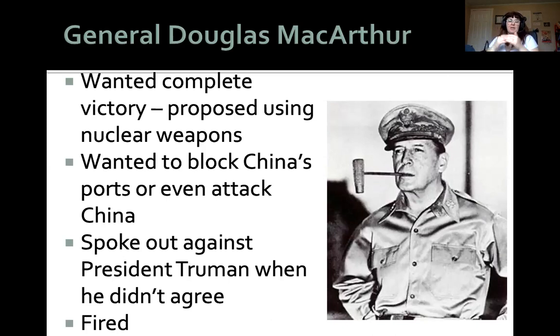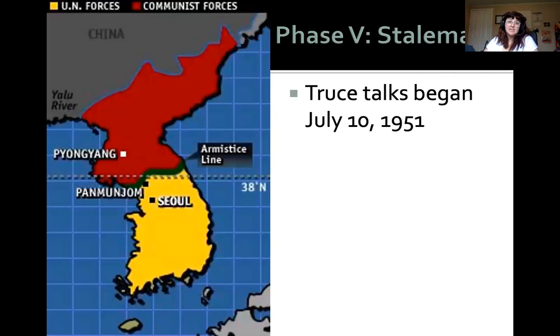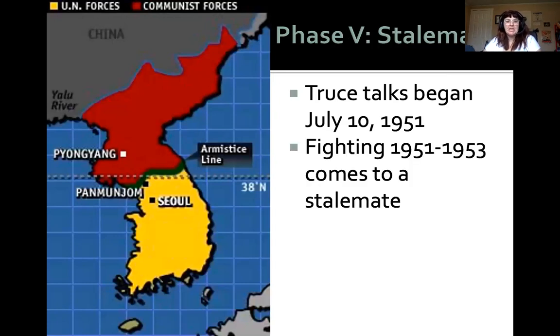And so MacArthur is fired and he is replaced by new generals who basically commit to a stalemate. So in 1951, it had ended up where the North Koreans and the Chinese had pushed the US and the UN back to the southern part of South Korea. And basically they started to talk about, well, let's just have a truce. There is fighting throughout the next 2 years through 1953, but nothing really happens, right? There's no big pushes back or forth, and it's pretty much a stalemate.